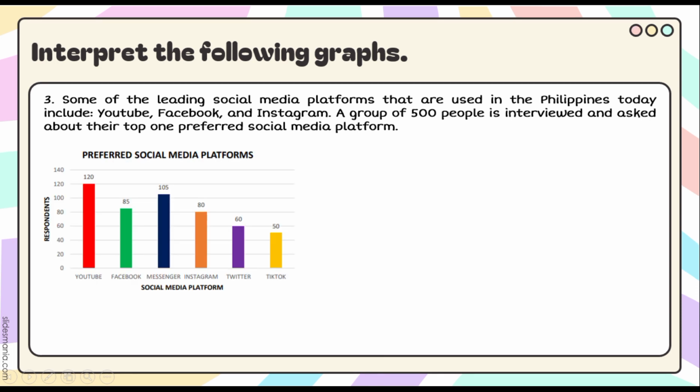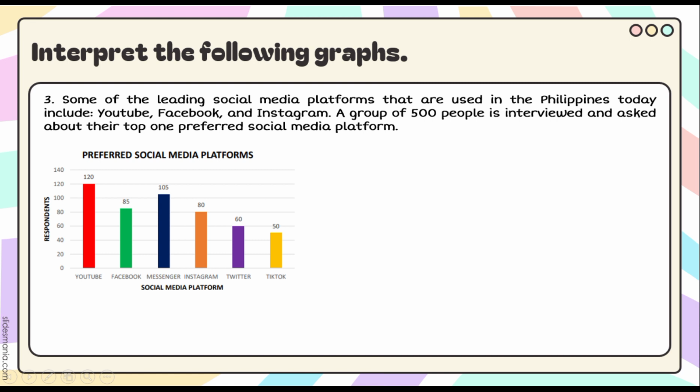Here, the title of our bar graph is Preferred Social Media Platforms. For our respondents, we have 0, 20, 40, 60, 80, 100, 120, and 140. For our social media platforms, we have YouTube, 120 respondents. Facebook, 85 respondents. Messenger, 105 respondents. Instagram, 80 respondents. Twitter, 60 respondents. And TikTok, 50 respondents.